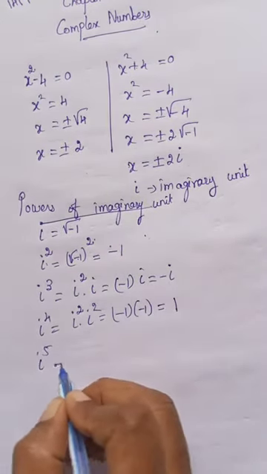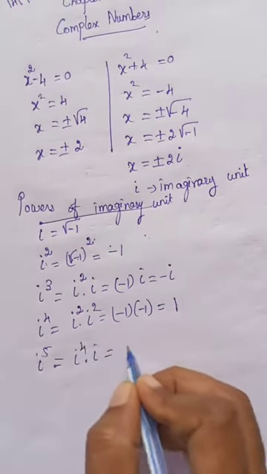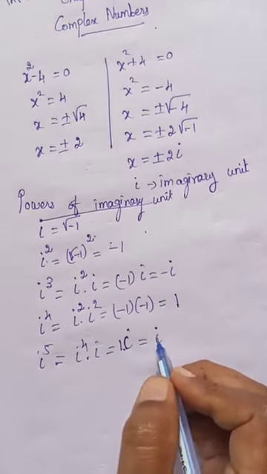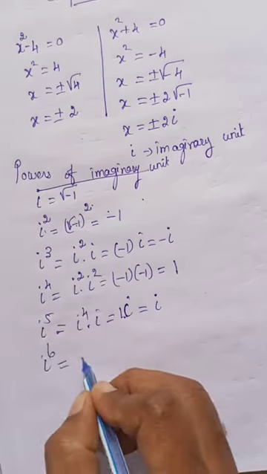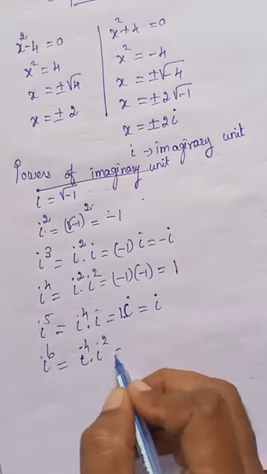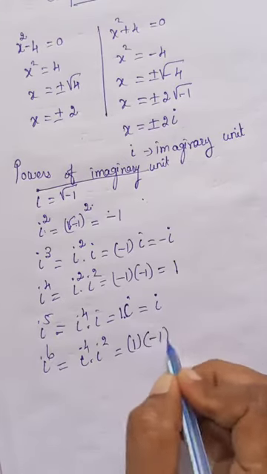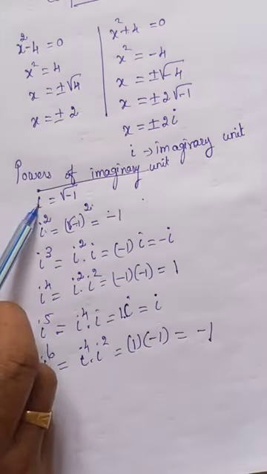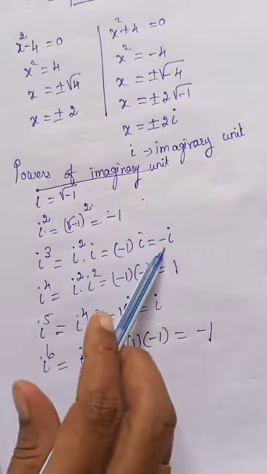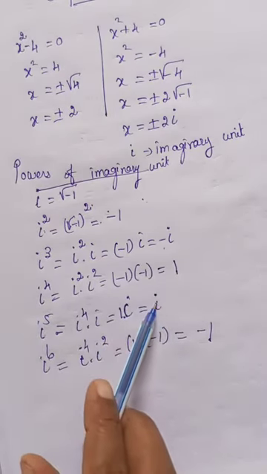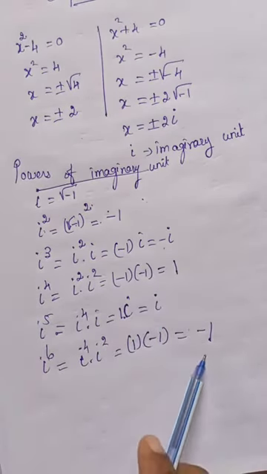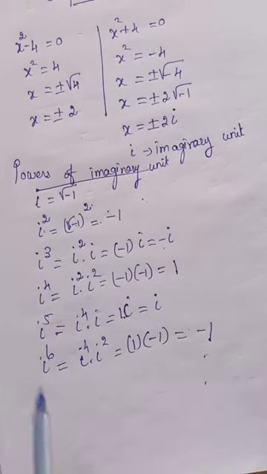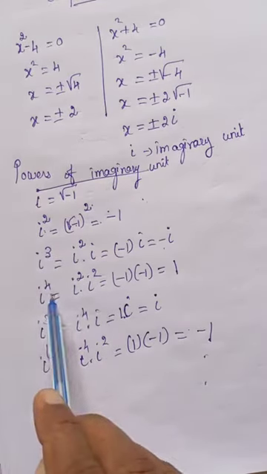Suppose it is i power 5, I can write it as i power 4 into i, 1 into i, which is equal to i. If it is i power 6, i power 4 into i power 2: i power 4 is 1 and i square is minus 1, so again minus 1. See here, this is i, minus 1, minus i, plus 1. Again we get i, minus 1, the next value is minus i, and i power 8 is plus 1, i power 4 into i power 4. So for the 4, only 4 values are there.